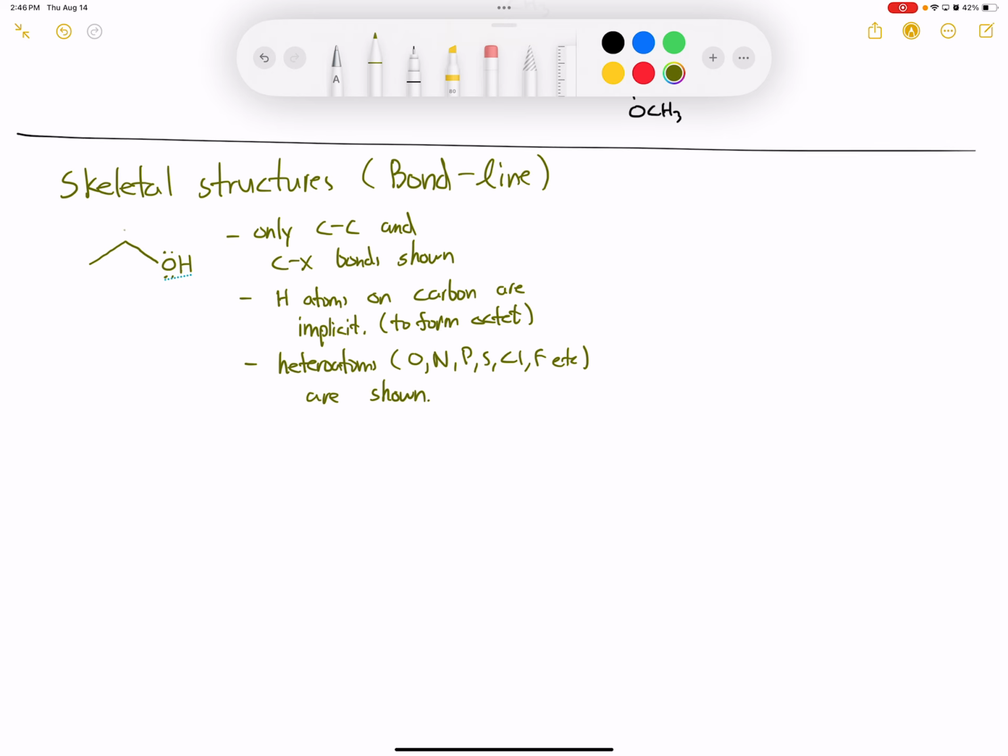So, how many hydrogens are right here? 2. So there's 2 H's, okay? How about right here at the end? 3 H's. Good. Okay? You only show the hydrogens on heteroatoms. Oxygen, nitrogen are the most common. Yeah, they're pretty much the only ones that will have it.